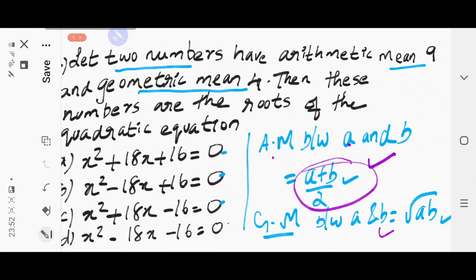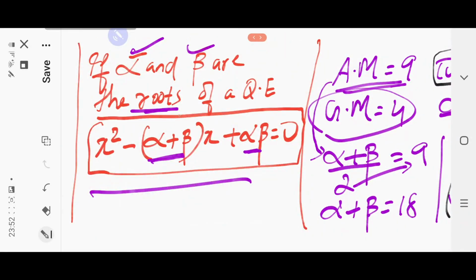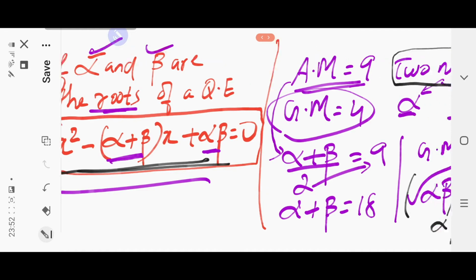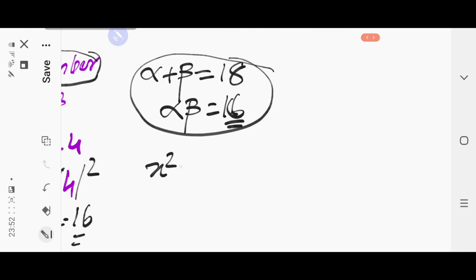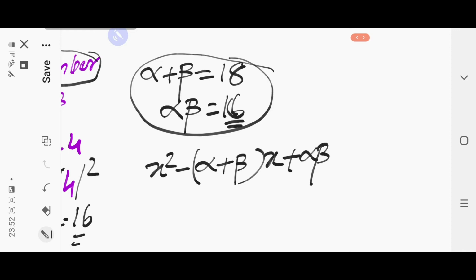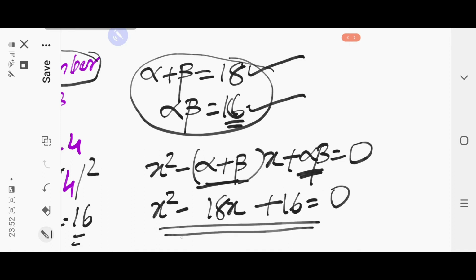Read the question: if the two numbers have arithmetic mean 9 and geometric mean 4, then the numbers are the roots of which equation? If alpha and beta are the roots, the quadratic equation can be written as x square minus (alpha plus beta) x plus alpha into beta equals 0. You know alpha plus beta is 18 and alpha into beta is 16, so x square minus 18x plus 16 equals 0. You get this quadratic equation.